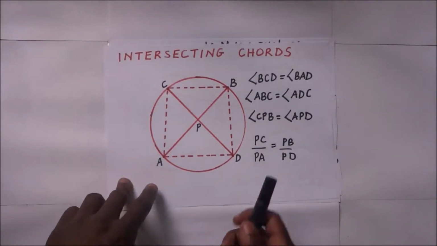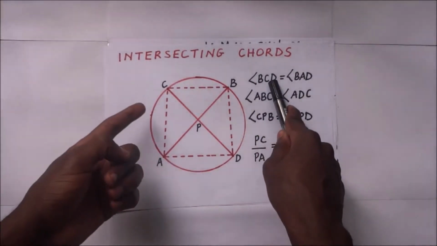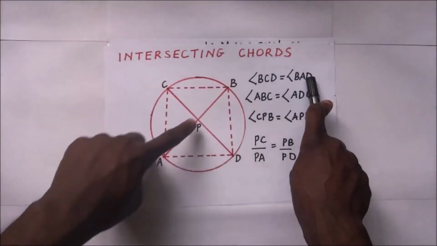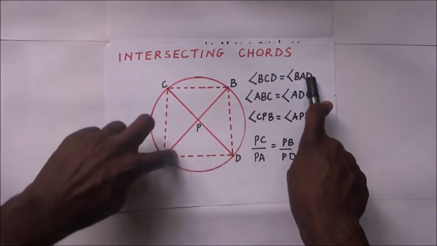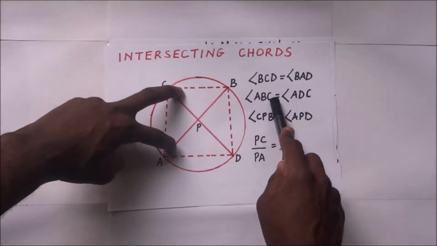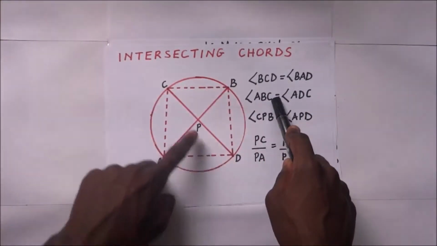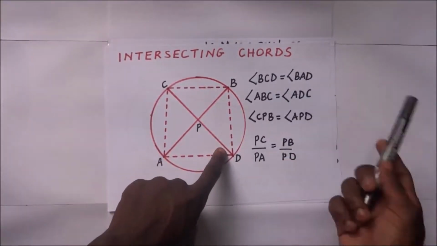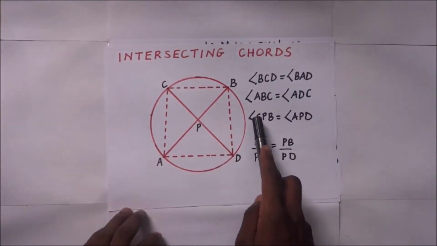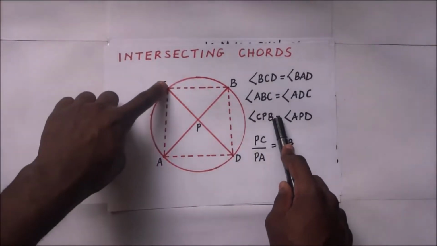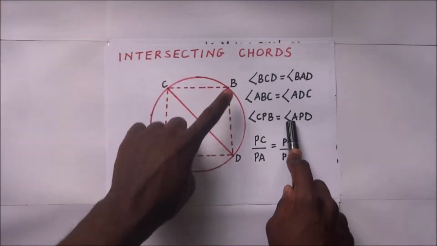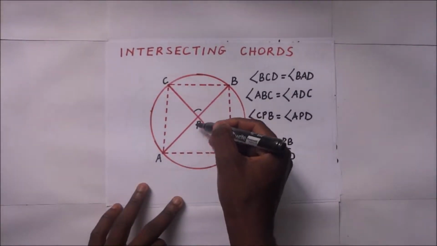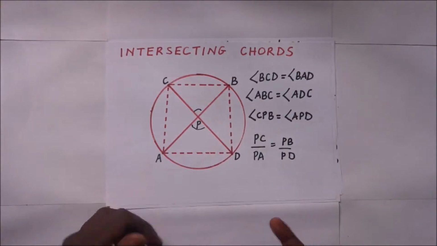So this seeks to explain that BCD, which we've just talked about, is equal to BAD. These two are the same. Also ABC, this one is the same as that one, ADC. Same stuff. Then we have CPB is equal to APD. These two angles are also the same because they are vertically opposite angles.